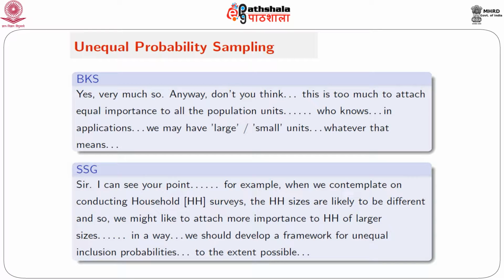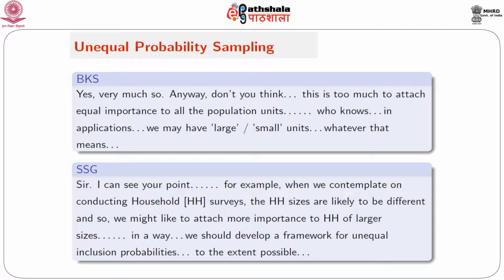Yes, very much so. Anyway, don't you think this is too much, to attach equal importance to all the population units? Who knows, in applications we have large units, small units, whatever that means. For example, if it is a household survey, there could be houses with a big house, there could be a small house only, with few members. So, why are we attaching equal importance to all the population units? Maybe we should deviate from this. Simple random sampling, maybe that is not the way we should go in reality.